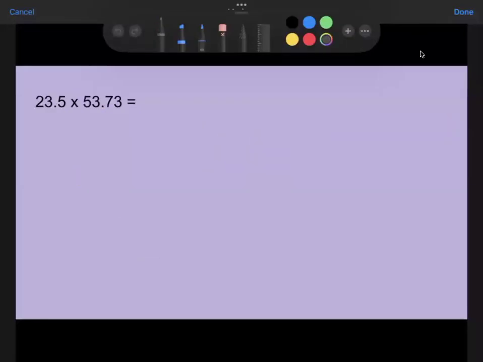Okay, here's our next example and our last example for today's video. We're going to take 23.5 and multiply it by 53.73. So again, I'm going to rewrite those without the decimals and put the one that has the most digits on the top if I'm using the standard algorithm. So that means I'm going to start with this one. So I'm going to rewrite that as 5373 because it has 4 digits. This one has 3 digits, so I'll put that one next. 235, taking out the decimals.